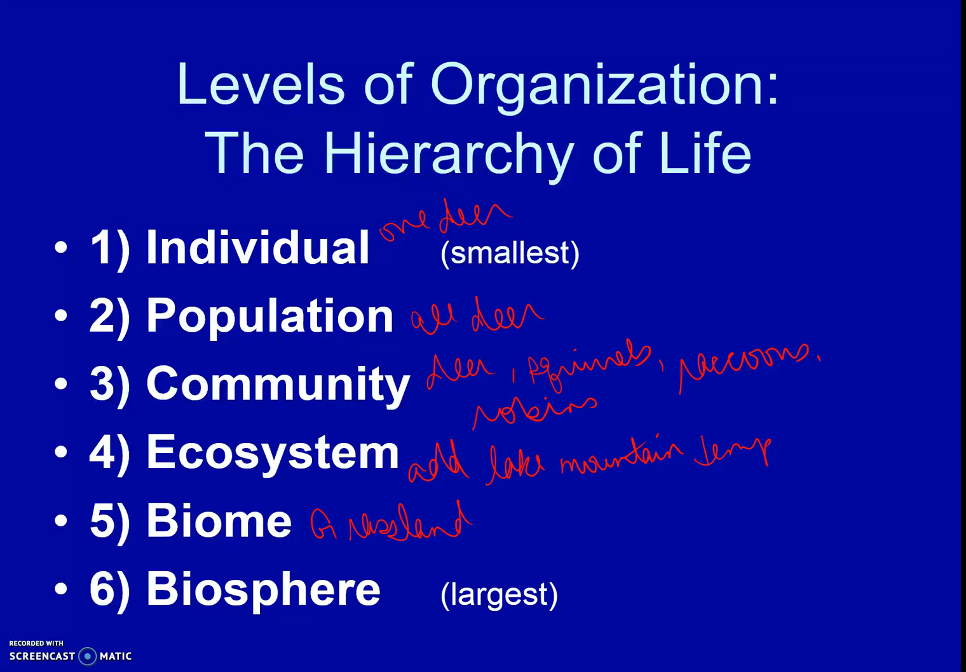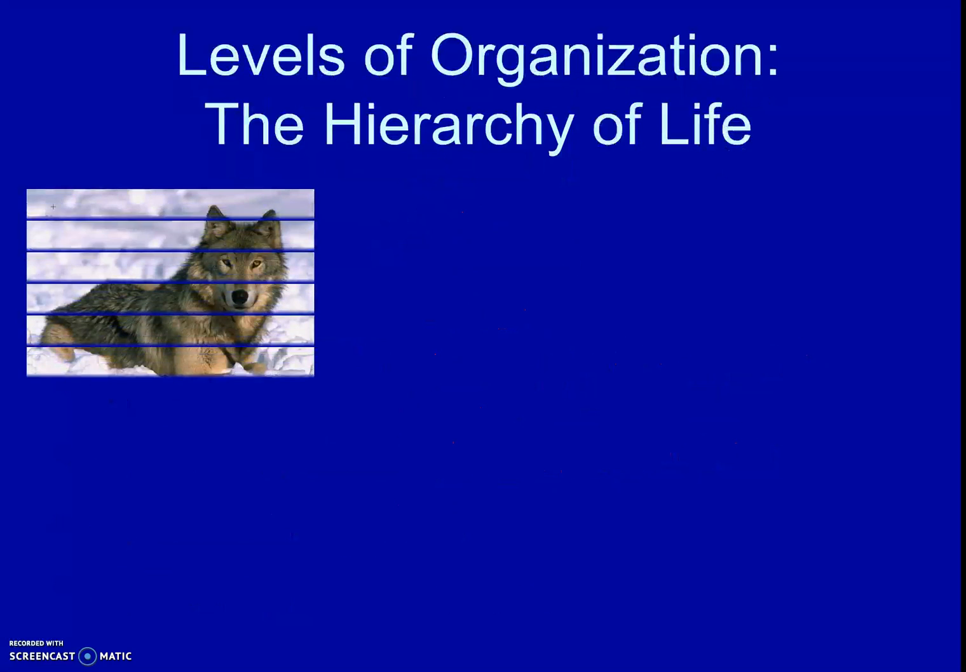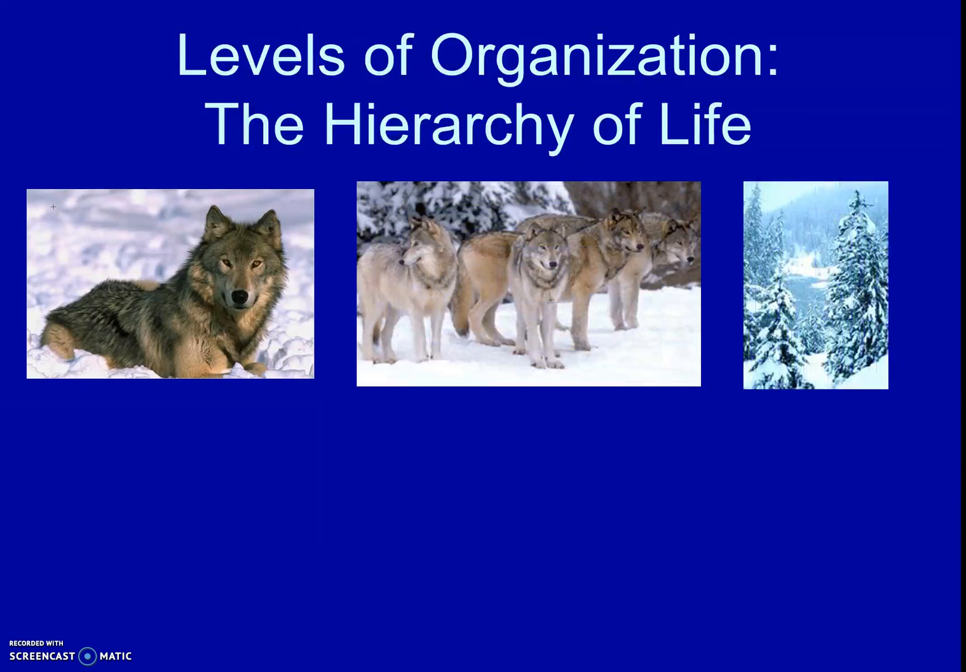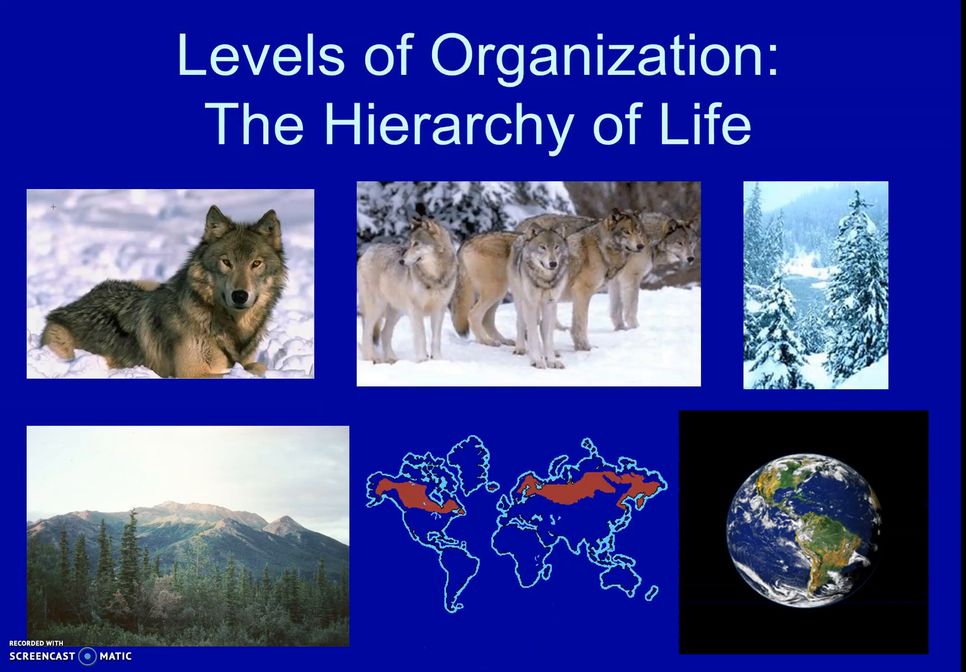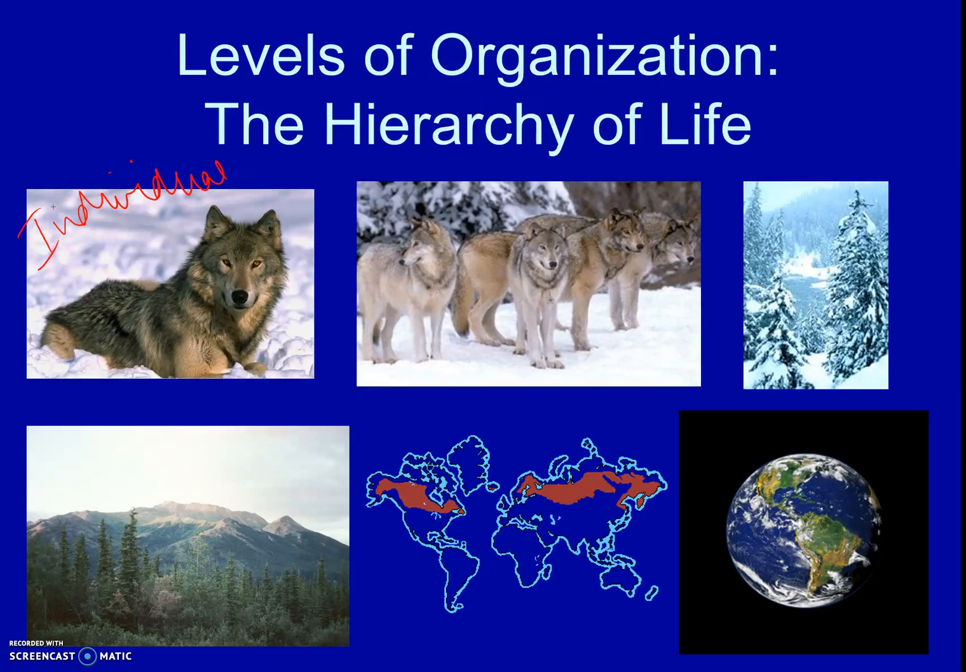And you also will need to be able to identify or label the different parts of these when shown pictures. So this page is just going to show you another example of the hierarchy of life. So we have the individual, the lone wolf. Remember that was looking at one specific organism, the individual. And then the population is looking at the pack of wolves. So we have the population here.